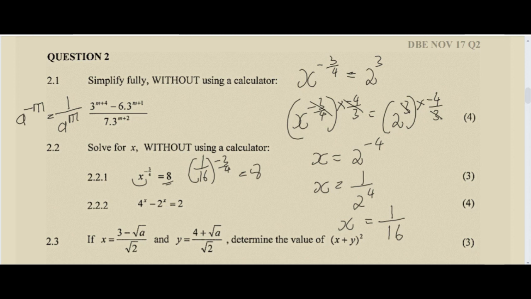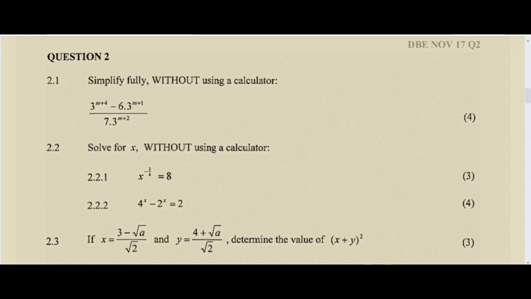Then we have 2.2.2. We are given 4 to the exponent of x, minus 2 to the exponent of x, is equal to 2. Now at this point, we can say that the 4 here is not a prime factor, so we can write it in exponential form to say 2 to the exponent of 2x minus 2 to the exponent of x. Then let's bring over this 2 here, so that's minus 2 equals 0.